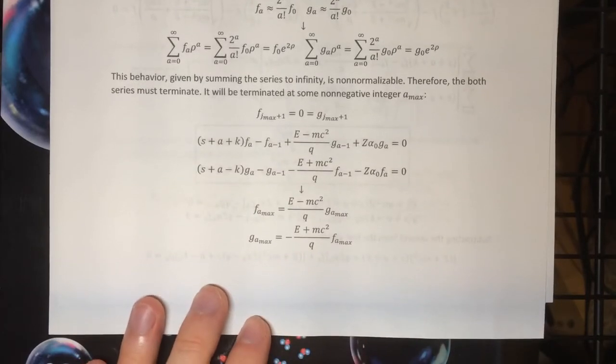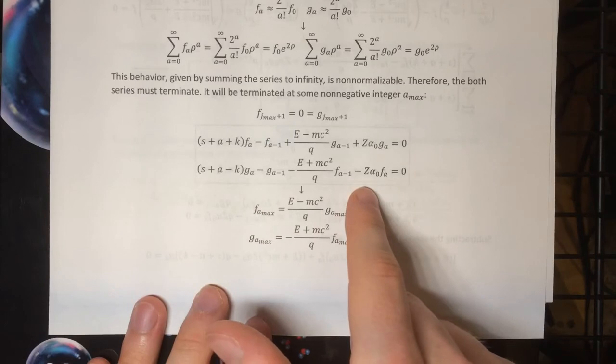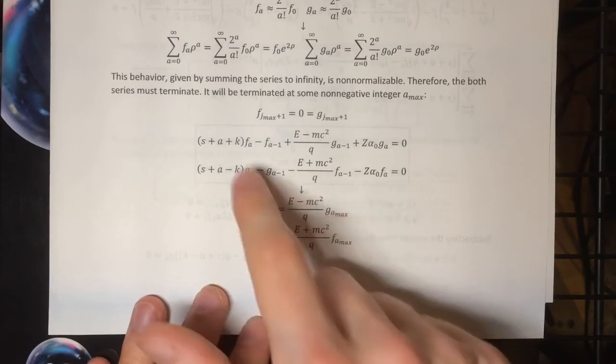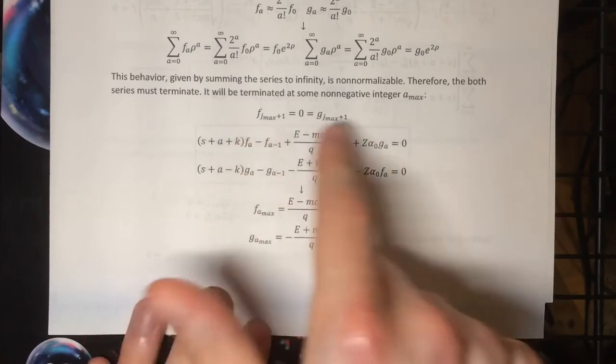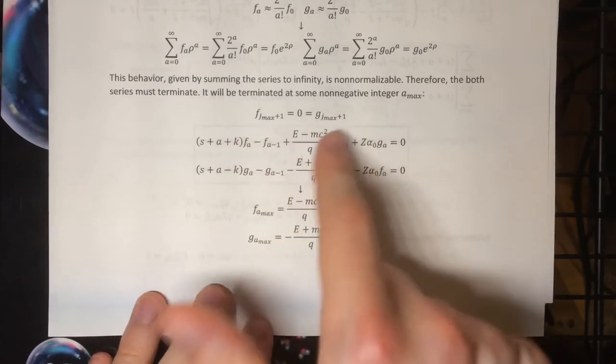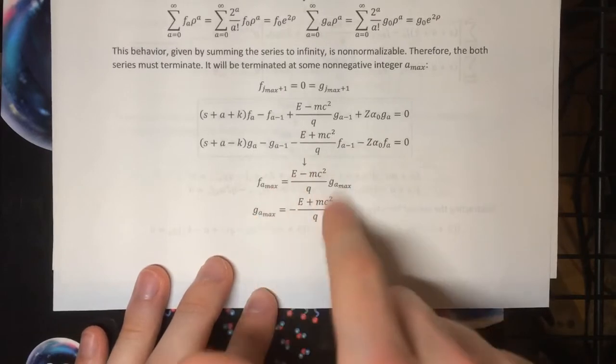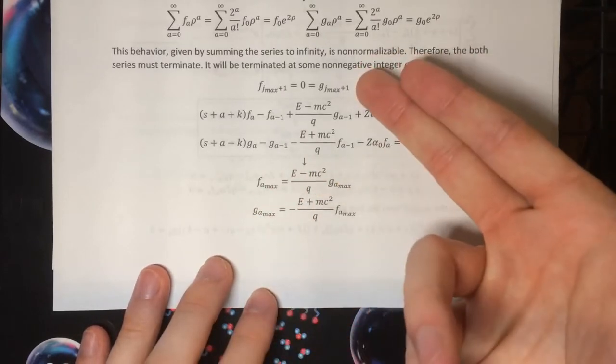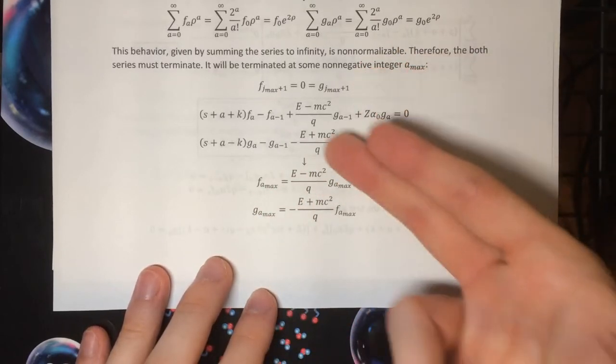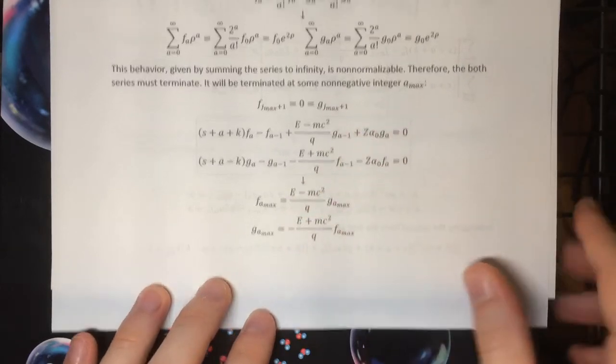So then we can take these relations. Let's see, where did those come from? Oh yeah, and then we plug this condition into it. We plug this condition there into it, and it gives us these two relations. So this condition for termination plus these equations ultimately give us those results there.